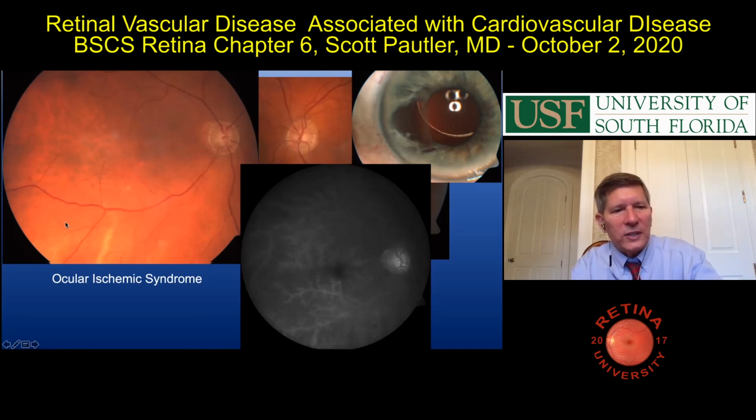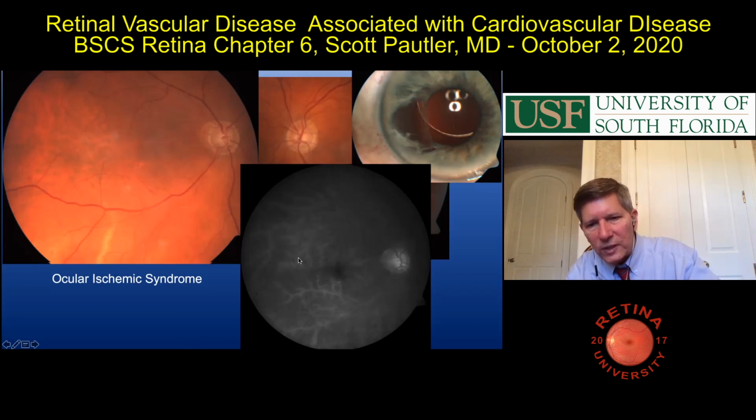Now, this patient did have some peripheral hemorrhages. Here's one here. There were more peripheral. I couldn't capture them with that camera at the time, but this is the vessel attenuation, and peripheral blot hemorrhages were there. The fluorescein showed this fern-like feathering, all this capillary dropout from the ocular ischemic syndrome.